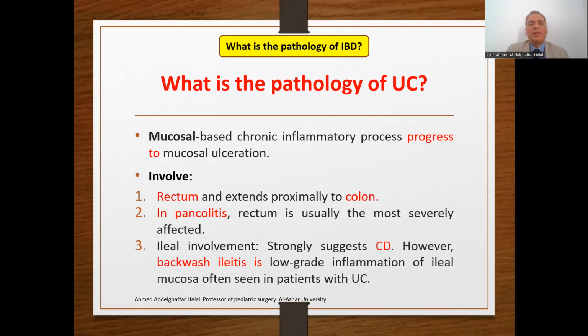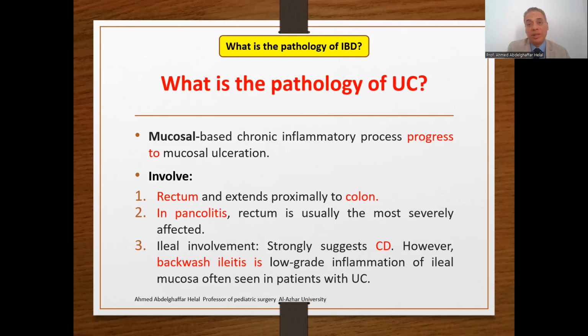The question now: what is the pathology of inflammatory bowel disease? What is the pathology of ulcerative colitis? We can speak about the pathology of ulcerative colitis. It is a mucosal-based chronic inflammatory disease that progresses to mucosal ulcer. So there is inflammation and ulceration of the mucosa. It starts in the rectum and then extends proximally to involve the colon. In some cases, the whole colon is affected, and it is called pancolitis.